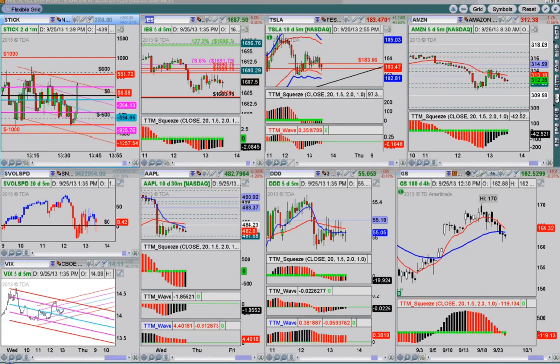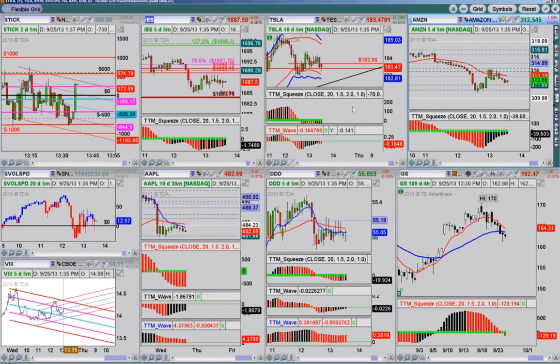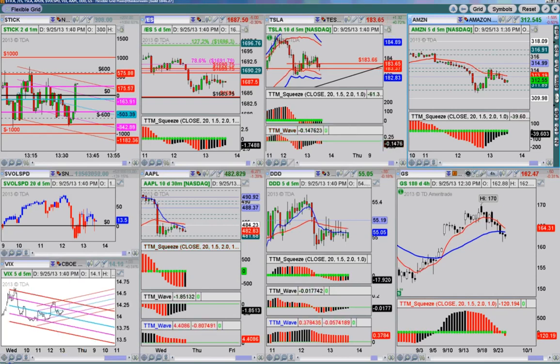So on Amazon, I continue to hold the 310, 305 put credit spread. It's the same thing as the rest of the overall market. We really want to see these levels hold, and we rally into the close. Also, using the ticks is going to be an excellent way to know what kind of action you can expect into the close.